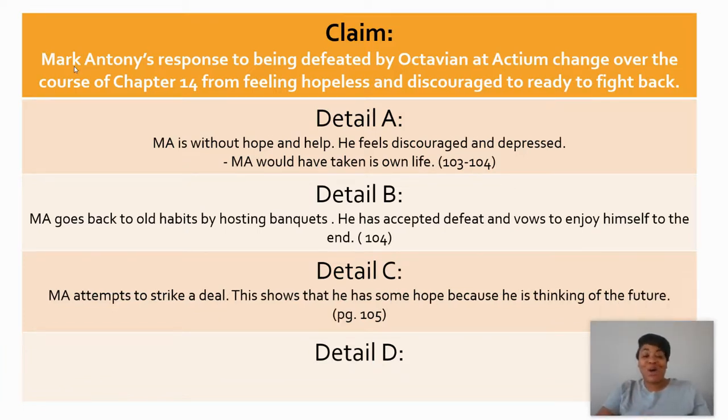All right, scholars. So, under detail C, I wrote that Mark Antony attempts to strike a deal. This shows that he has some hope because he is thinking of the future. In detail B, we saw that he had accepted defeat and that he had just vowed to enjoy himself to the end, meaning he thought maybe the end was pretty close. But then in detail C, we see him try to strike a deal to kind of save his life. That shows us that there is some hope still left. We got this detail from page 105.